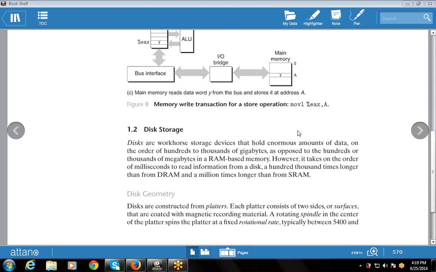Today I'm going to continue with chapter number 6, that is memory hierarchy. In yesterday's class I started with the chapter and today I'm going to continue with the same chapter, that is memory hierarchy. So first of all, let's take a quick recap of what we covered in the last class.